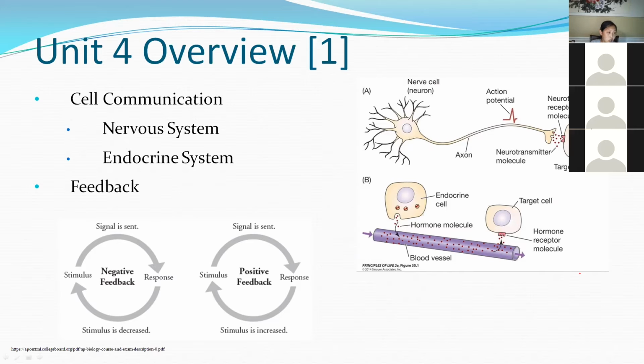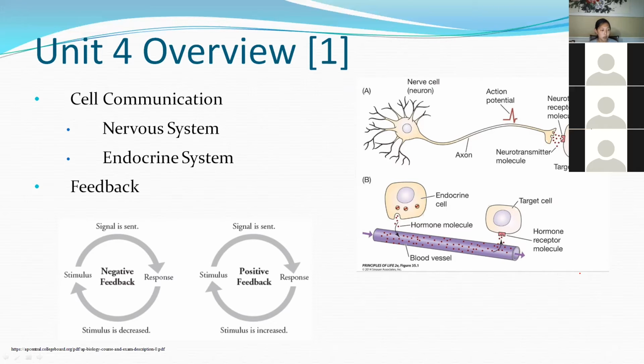With cell communication comes feedback, which are loops. So there are two big types of feedback: negative feedback and positive feedback. This doesn't have anything to do with whether they're good or bad. It just means that for negative feedback, a stimulus happens, which causes a signal to be sent, and a response happens that decreases the stimulus.